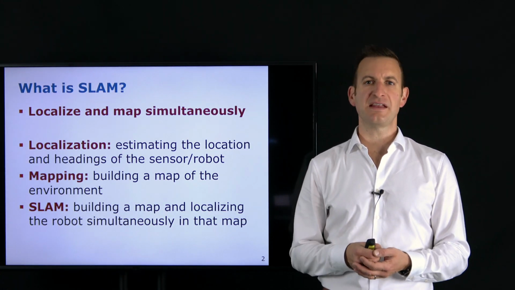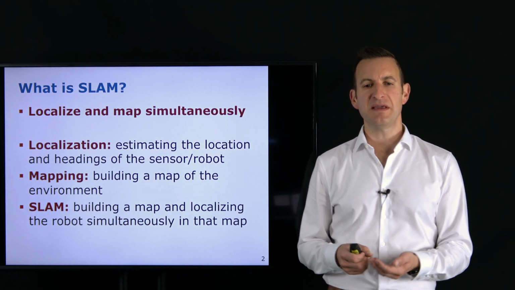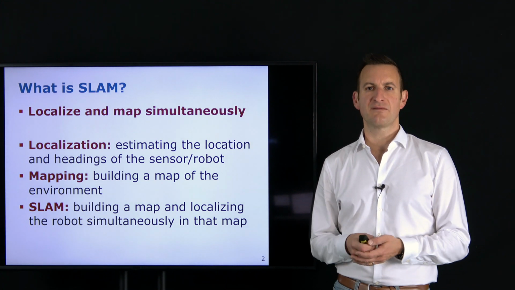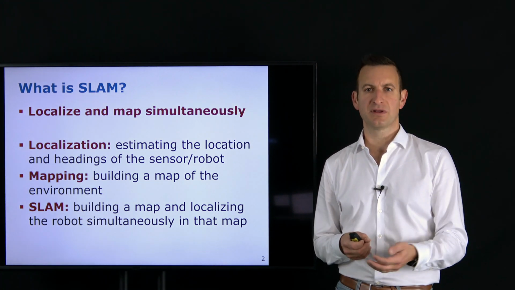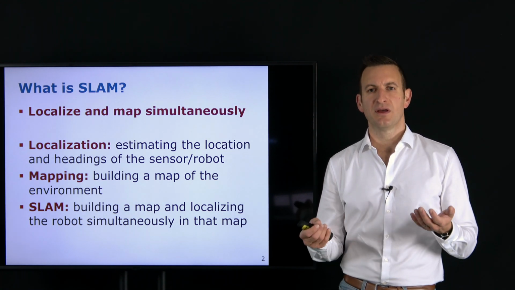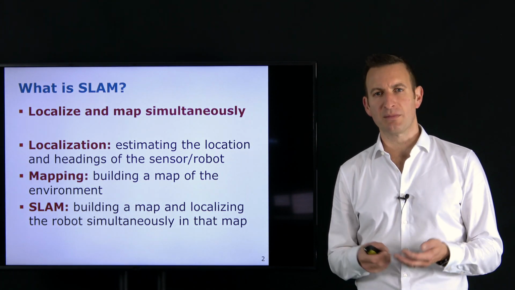SLAM stands for simultaneous localization and mapping. And it means localizing a robot or a sensor in an environment and at the same point in time building a map of the environment. So two very coupled problems. So let's have a look into the individual problems.